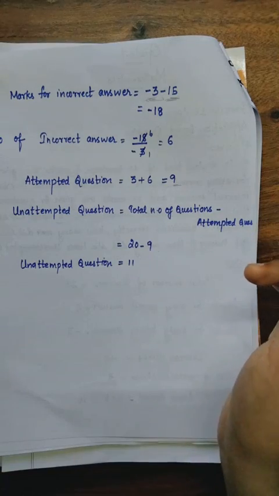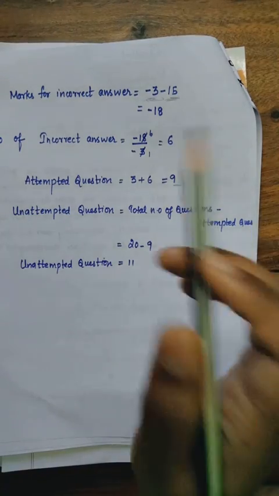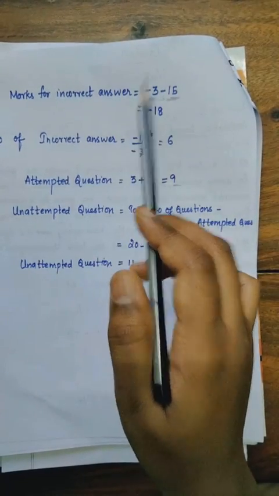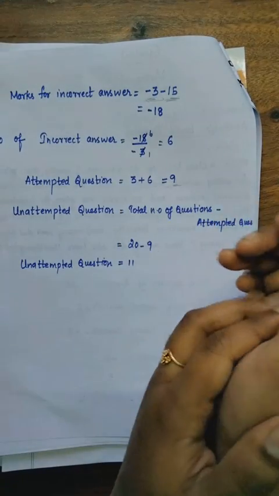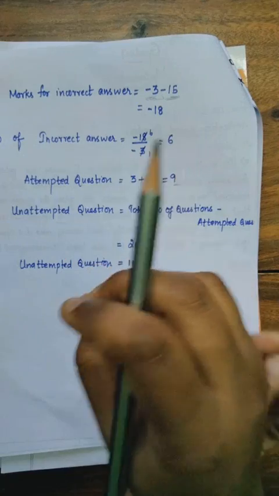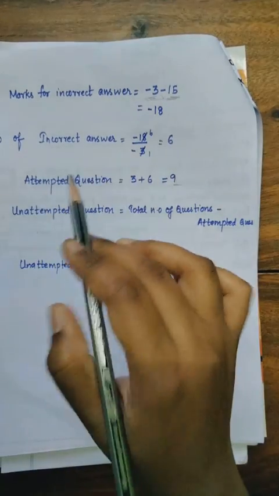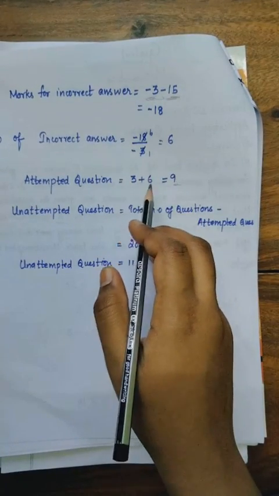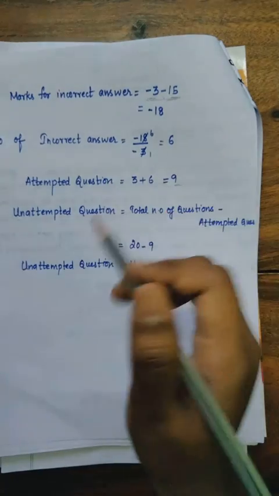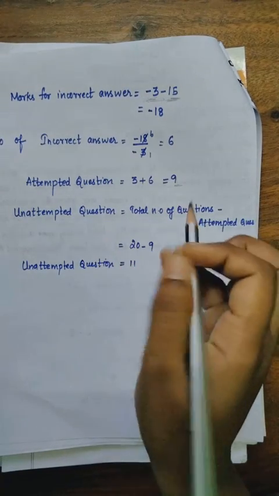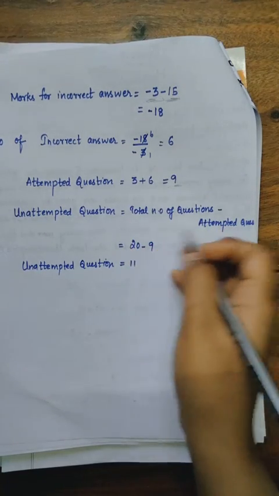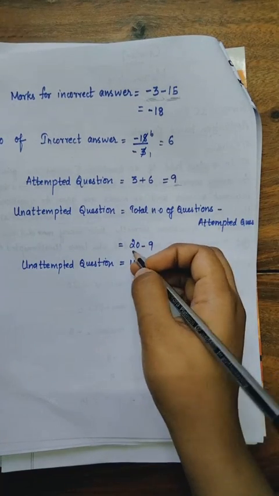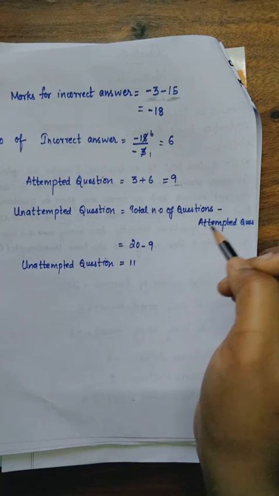Do you all understand? First find the marks for incorrect answers, then the number of incorrect answers. Next, find the attempted questions. We know 3 correct answers and 6 wrong answers, so 3 plus 6 is 9. So unattempted questions is total number of questions minus attempted questions: 20 minus 9 is 11. Understand?